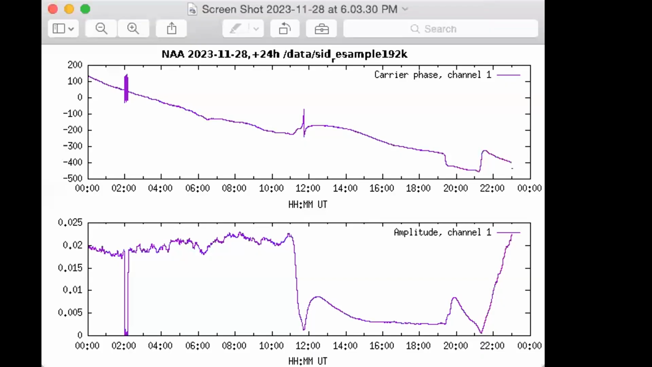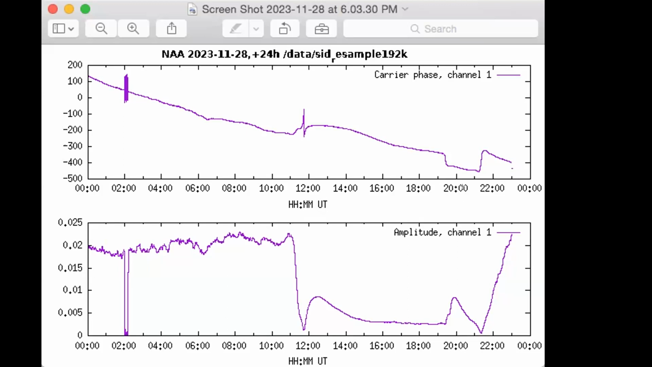Hi, everybody. I've been a little occupied with some non-VLF related projects, but there was something really interesting that I wanted to mention. I also wrote an email about this. So this is a plot of NAA, November 28th.